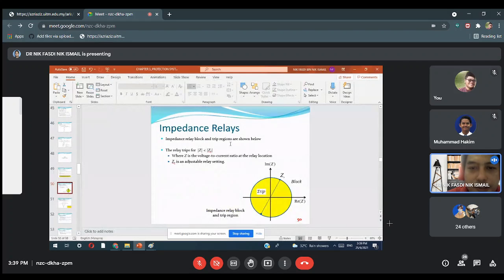The impedance relay block and trip regions are shown below. The relay trips when the impedance is less than the ZR. ZR is the reach impedance, like the 80% reach impedance just now. Where Z is the voltage to current ratio at the relay location, and ZR is the adjustable relay setting. Z here means the impedance during the fault. During the fault, what is the value of Z? The Z must be less than the ZR. Okay, that is what it means.